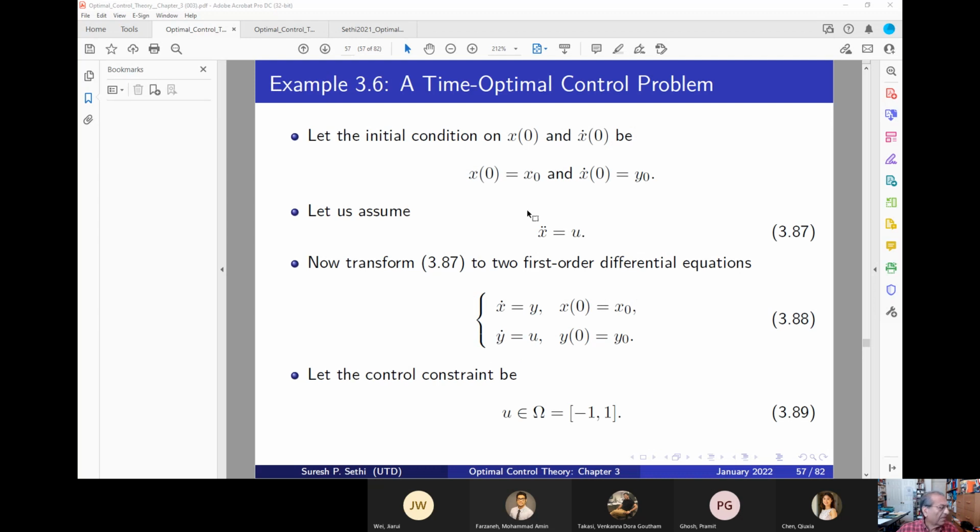Where are we time-wise? We are at 1 hour and 9 minutes, so continue.